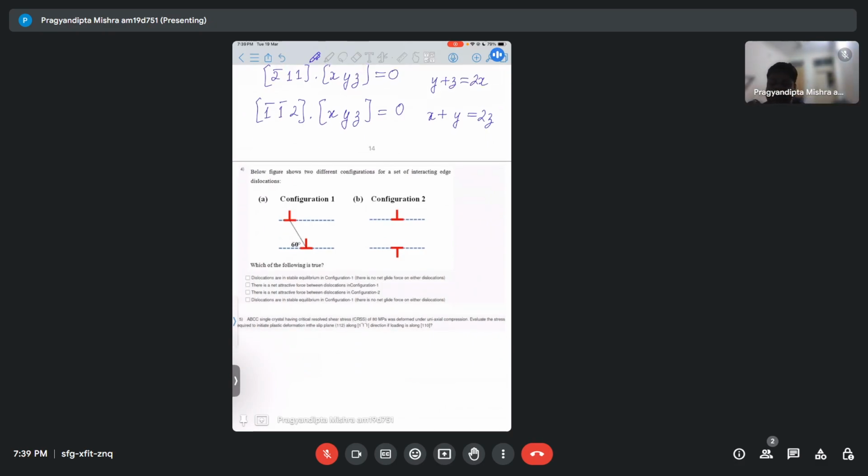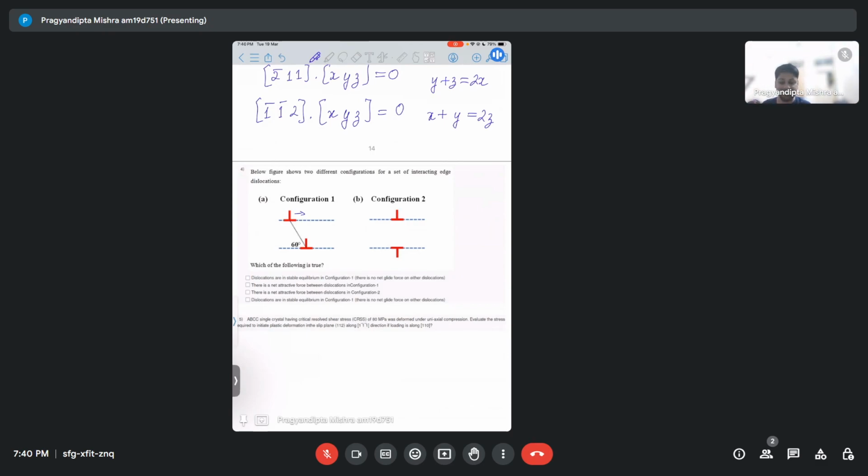Dislocations are in stable equilibrium in configuration 1. There is no net glide force on either dislocation. That is wrong, right? They are not in stable equilibrium in configuration 1. They are in unstable equilibrium. The dislocation will try to move in this direction and try to come to that 45-degree position. So it is not in stable equilibrium.